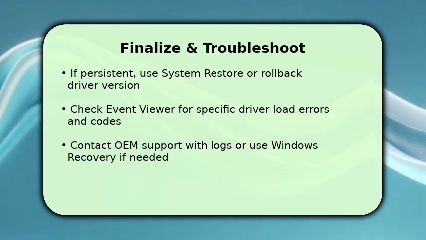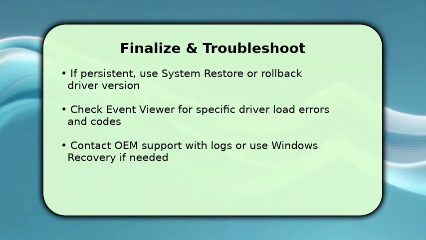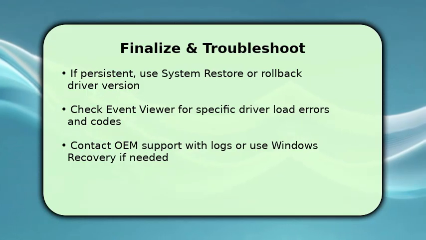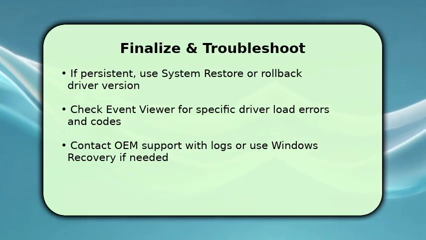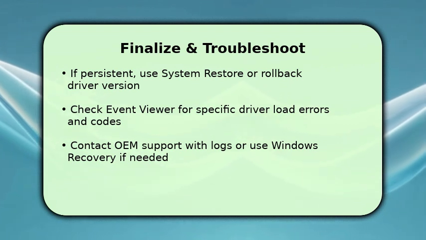If that fails, open Event Viewer and filter for driver or kernel errors to capture codes and messages. These tell you why Windows marked the driver unavailable. If needed, gather logs and contact OEM support, or use Windows Recovery to repair deeper system faults.